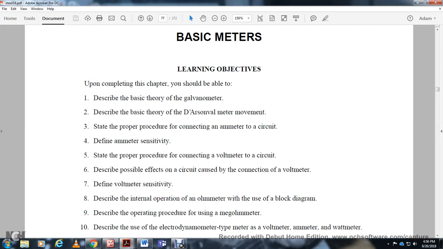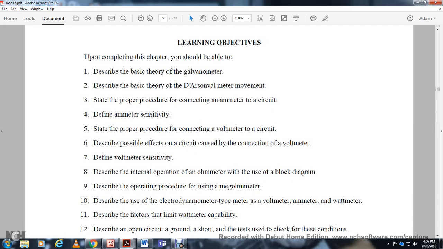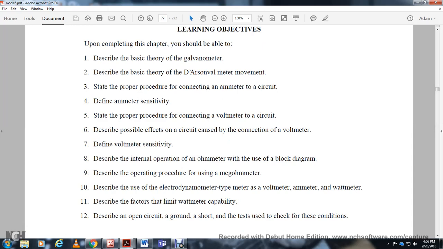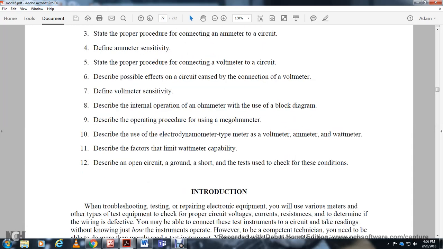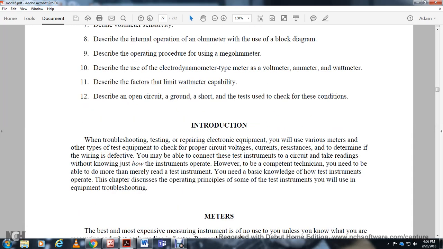Describe the internal operation of the ammeter with the use of a block diagram. Describe the operating procedure for using a megohmmeter. Describe the use of the electrodynamic type of meter as a voltmeter, ammeter, and wattmeter. Describe the effect of the multimeter and wattmeter capability. Describe open circuits, grounds, and shorts and the use of the test equipment to check for these conditions. Introduction. Troubleshooting, testing, and repairing electronic equipment.